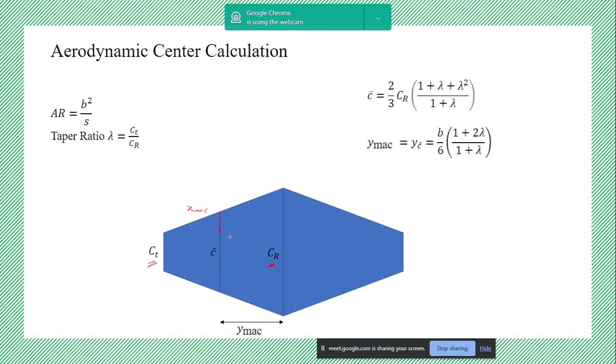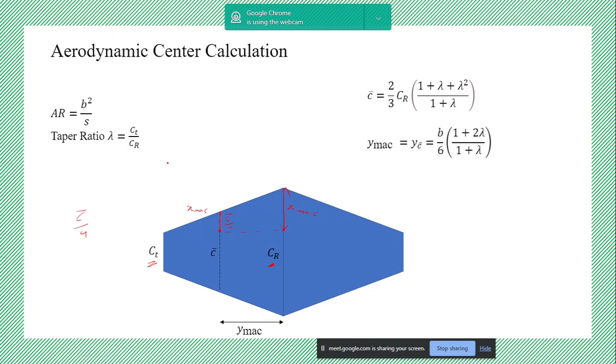What is this location? It's the quarter chord point, right? So your aerodynamic center lies at C bar by 4. So this is C bar by 4. It lies at this point. This value is X MAC.